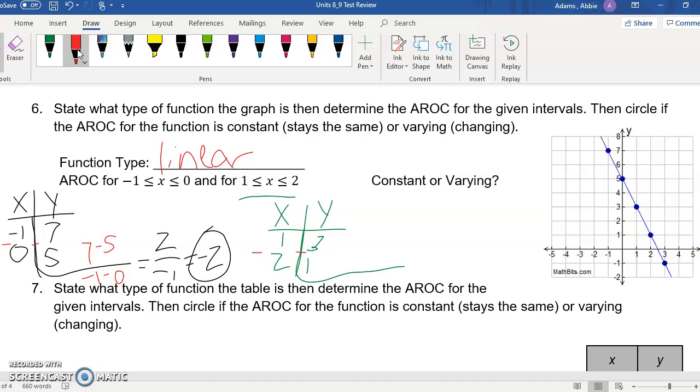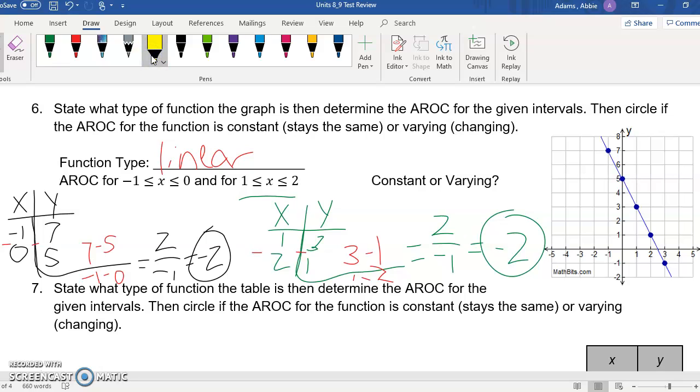So in your numerator, you're going to have 3 minus 1, and in your denominator, you're going to have 1 minus 2. All right, this simplifies to 3 minus 1 is 2, divided by 1 minus 2 is -1, and 2 divided by -1 is a -2. So that is the average rate of change of the second interval. Let's compare these. -2, -2, those are the same, so the average rate of change for this function is constant.